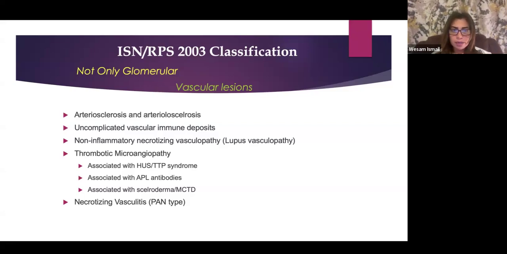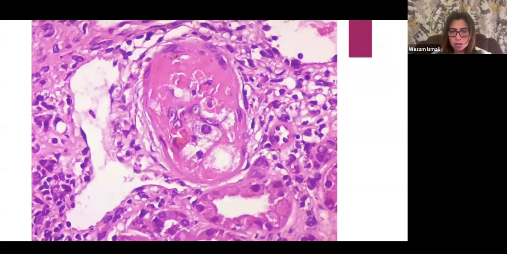You know that the vascular lesions in lupus are arteriosclerosis and hypertension-related changes. All of these patients are hypertensive. We can have uncomplicated vascular immune deposits. We can have lupus vasculopathy, which is non-inflammatory necrotizing vasculopathy. And more important is that we can have thrombotic microangiopathy as a manifestation of lupus itself. It doesn't have to be an association with something else. And we can have necrotizing vasculitis, which looks like polyarteritis nodosa.